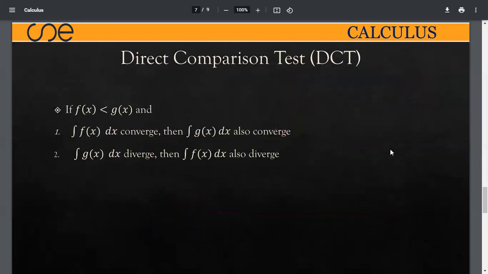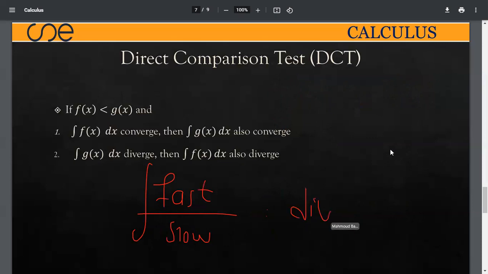Or in other cases, if my function is made of a fast function in the numerator and a slower function in the denominator, this means that my integral is most likely to be divergent. So I better find a function g of x that is less than my function f of x. Less than, I didn't write this correctly. Okay, so it is less than my initial function.